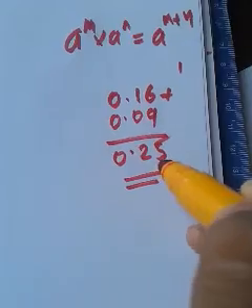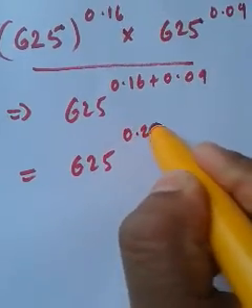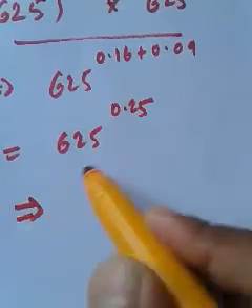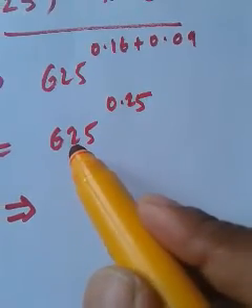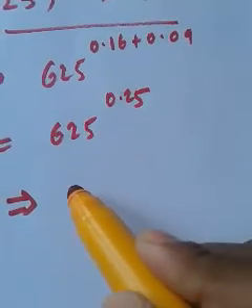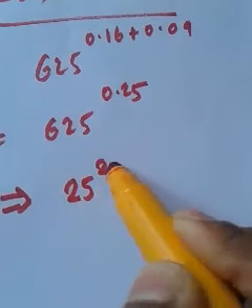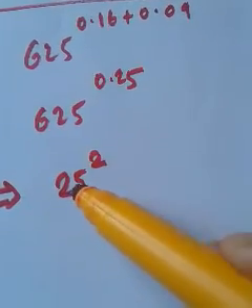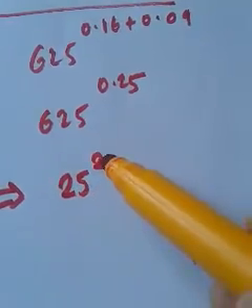Its answer is 0.25. So 0.25, any problem? No. And 625, I repeat, 625, can you write it as 25 square? Of course. Why? Because 625 is nothing but 25 square.